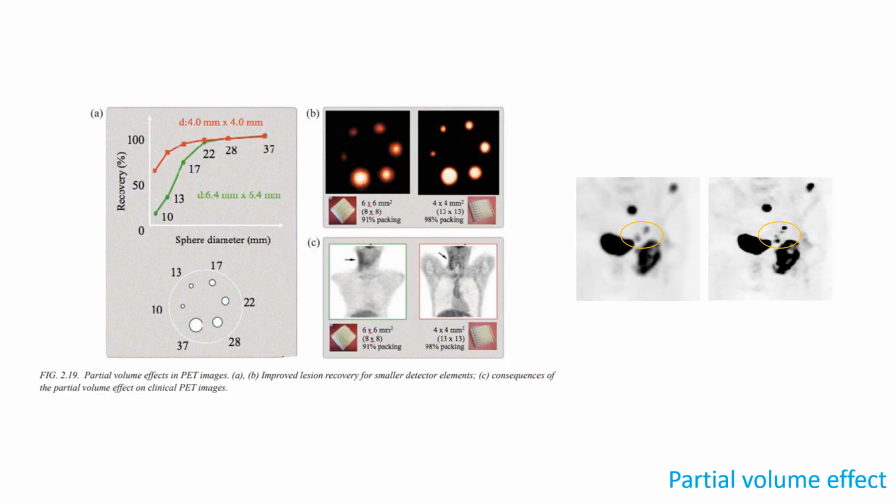Here is an example of the consequences of PVE on different sized lesions. On the left we see improved lesion recovery for smaller detector elements, 6 mm versus 4 mm. It should be noted that the smallest 10 mm lesions are barely visible on the PET image acquired on the bigger crystal system. On the right we see the consequences of PVE on clinical PET images with an increased lesion recovery for smaller sized PET detector elements.